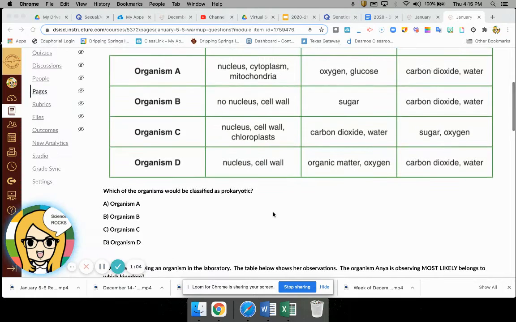So if you'll remember from 7th grade, we had the little saying, pro, no, you, yes. So prokaryotic means no nucleus. Eukaryotic means yes nucleus. So you're looking for an organism with no nucleus. So that means it has to be organism B. So that's the only one with no nucleus.